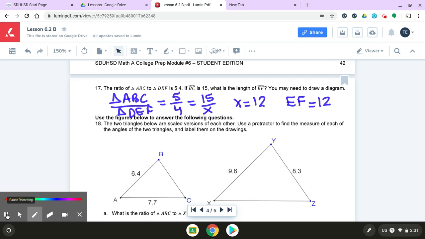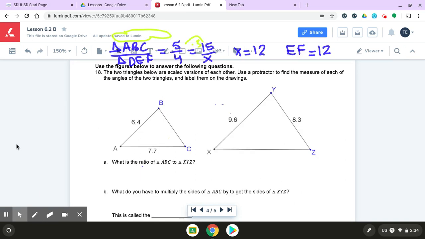All right, I saw my word ratio, so I set up a ratio. And then I put the 5/4. BC is coming from the top triangle, so I put the 15 on top. And then I cross multiplied or scaled up. I actually scaled up to get that x is equal to 12. So EF is equal to 12.